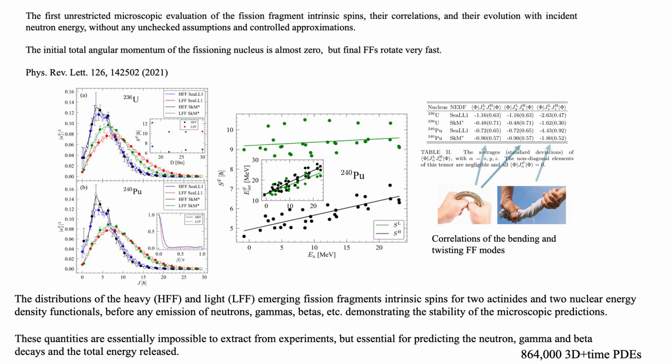Am I correct, Patrick? I said the spin, in phenomenological codes, until now, the spin of a fragment is proportional to A to the power 2/3, where A is the mass of the fragment.